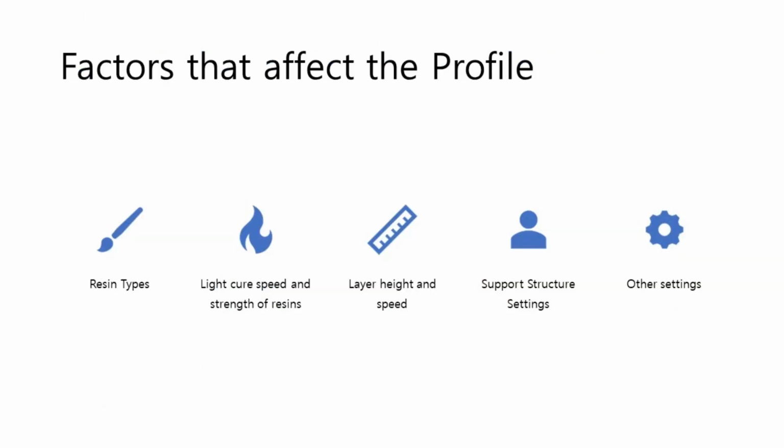We will examine the key components of a profile and discuss how these elements impact the quality of the final product. In this section, we will explore the key factors that influence the 3D printing profile, which directly affect the quality and efficiency of printing. 1. Type of resin. There are various types of resins available in the market, each with its unique properties. For instance, differences in transparency, heat resistance, and strength among resins can significantly impact the performance and application of the final product.